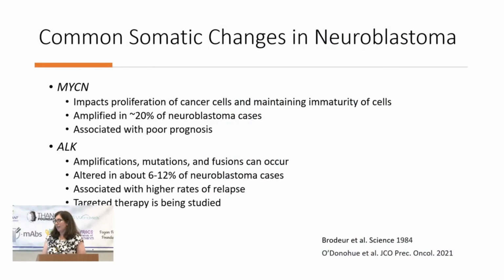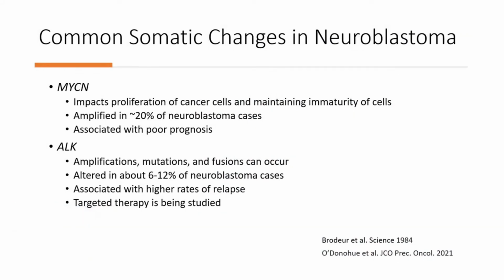So first, thinking about the changes in tumors in neuroblastoma, so not talking about the germline whole body changes, but in the tumor, two of the genes that we hear most often about are MYCN and ALK. We've already heard them in multiple talks today. But these are well-characterized, well-known changes that alter the way that tumors behave.